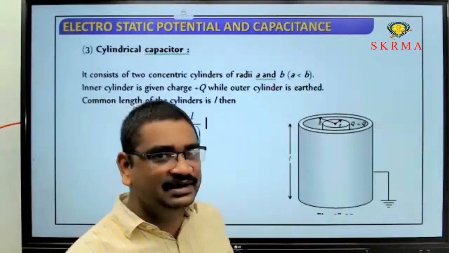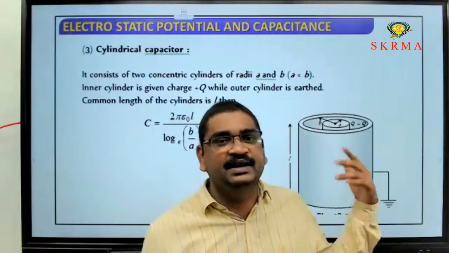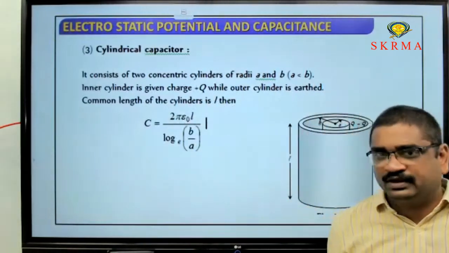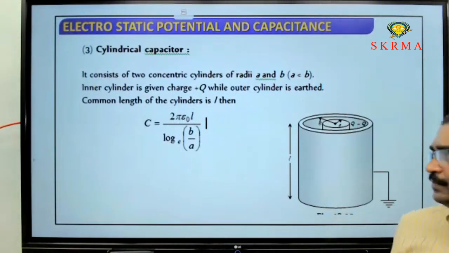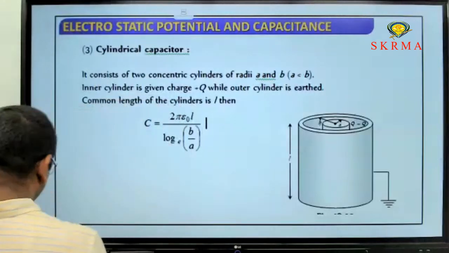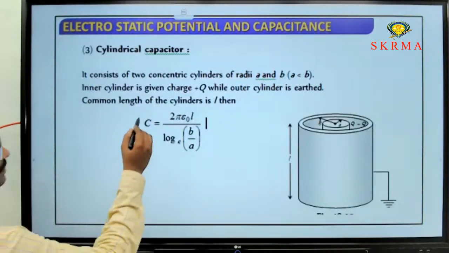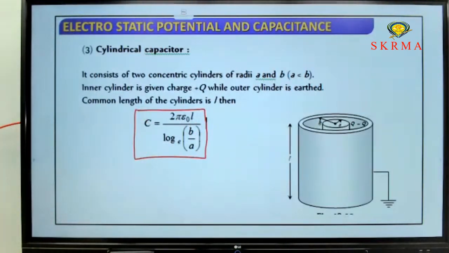So here what are the variables? L is the length of the cylinder. A is the inner radius. B is the outer radius. Now what is the capacitance formula for this? Capacitance of this type of capacitor is 2 pi epsilon naught into L by log B by A, log to base e. This is the formula for the capacitance of a cylindrical capacitor: 2 pi epsilon naught into L by log B by A.